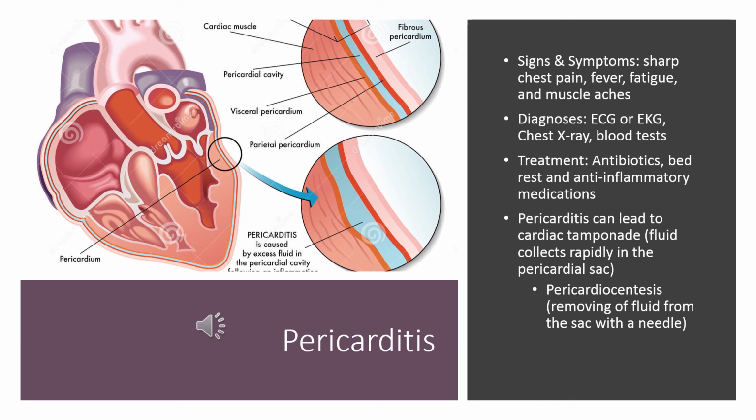Pericarditis can lead to cardiac tamponade. Fluid collects rapidly in the pericardial sac, which can result in the need for pericardiocentesis. It's a procedure that removes fluid from the sac with a needle.